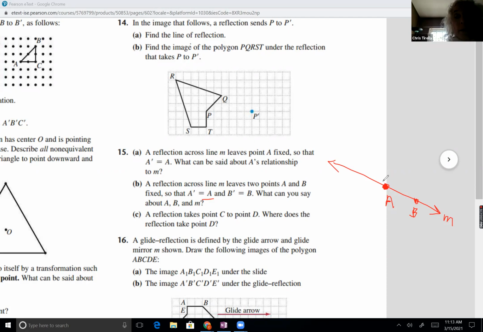And then part C, over here I have some point C. And when I fold it over the line, which means I'm going perpendicular the same distance away, C ends up at D. Right? If I were to fold, C would land on top of D. Where would D land? If I were to fold my screen along that red line, C lands on D. Where does D land? Where does D end up? Where's its image? Any ideas?